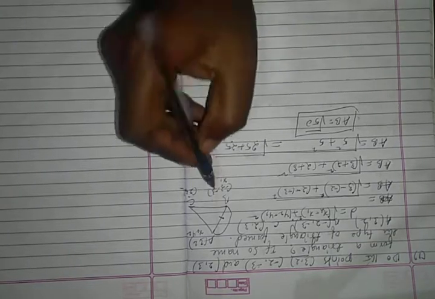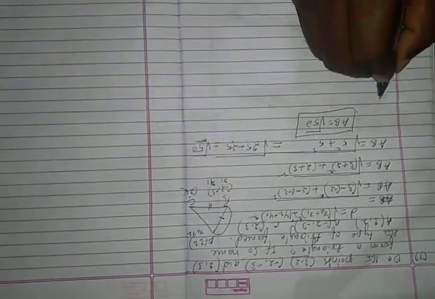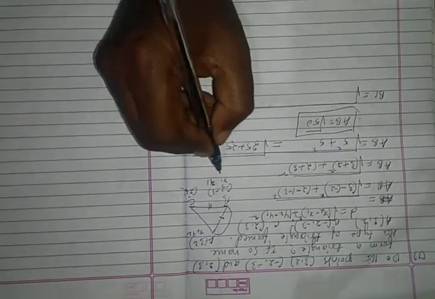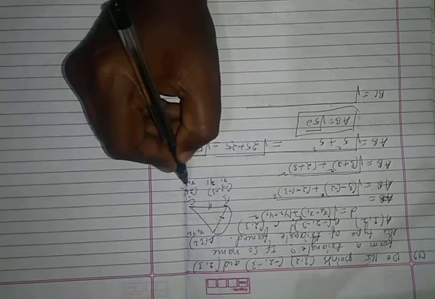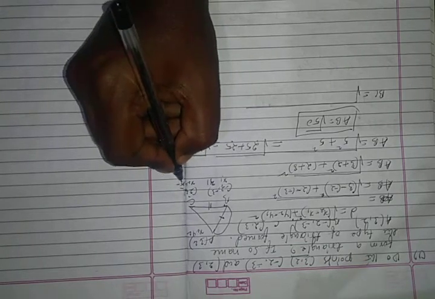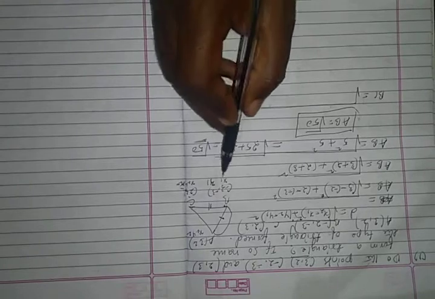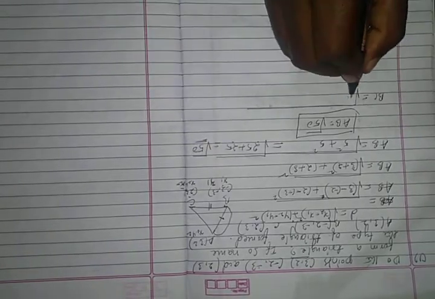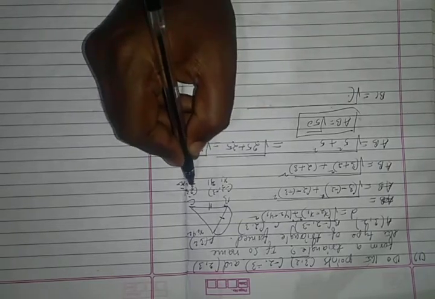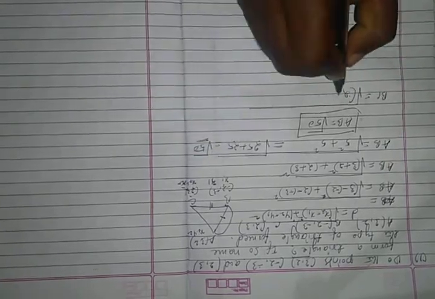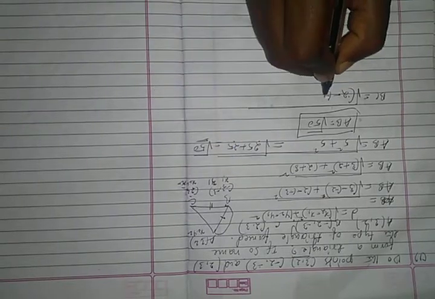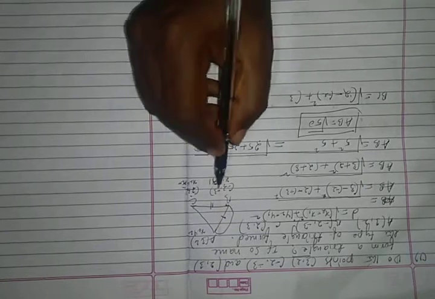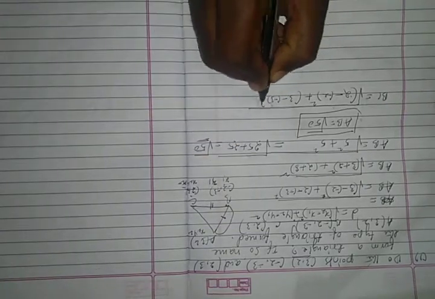Let us see what BC is. The second one is BC. Similarly, by using the formula, this is x1, y1 and this is x2, y2. So x2 minus x1 whole squared. Here x2 is 2, minus x1, which is minus of -2, whole squared, plus 3 minus of -3 whole squared.